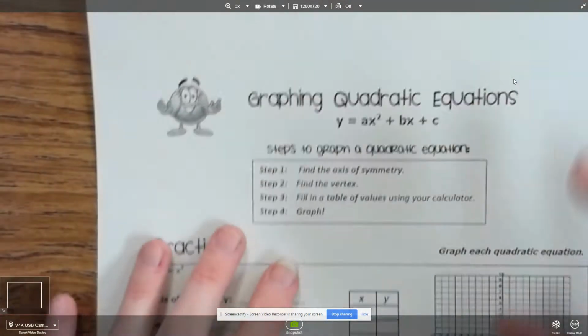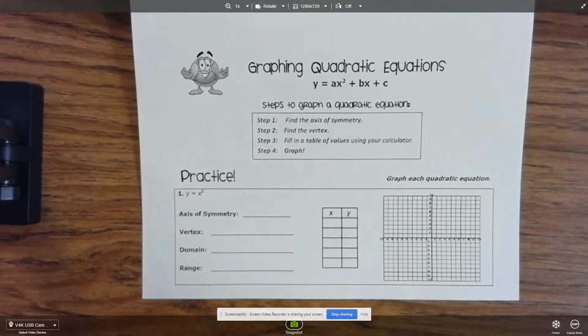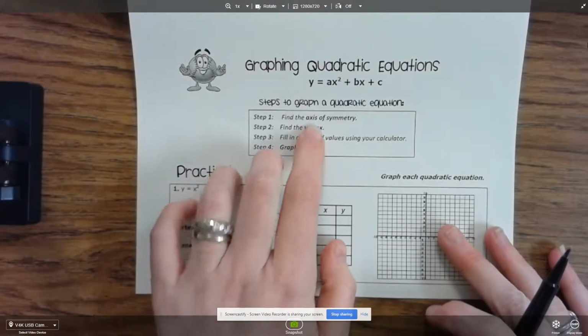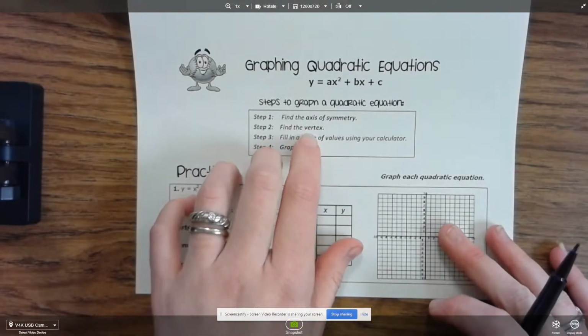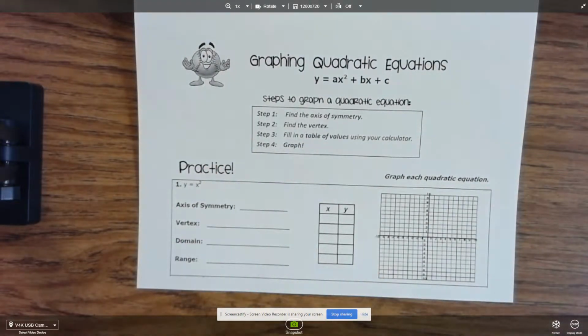This video is for graphing quadratic equations. Let me zoom out here. Okay, so to graph a quadratic equation, we're going to find the axis of symmetry, we're going to find the vertex, then we're going to fill in a table of values using the calculator, and then we're going to graph.